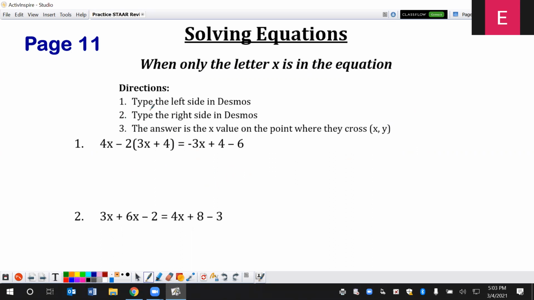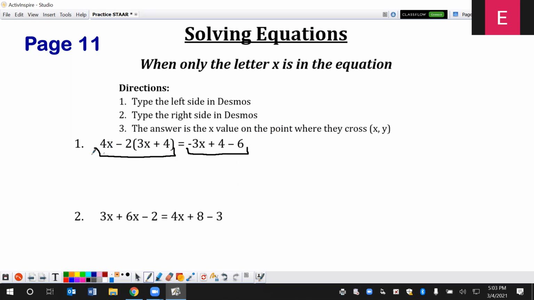So here the directions are: type the left side in decimals. This is the left side. And then type the right side in decimals. This is the right side. And then the answer is going to be the x value of the point where they intersect.